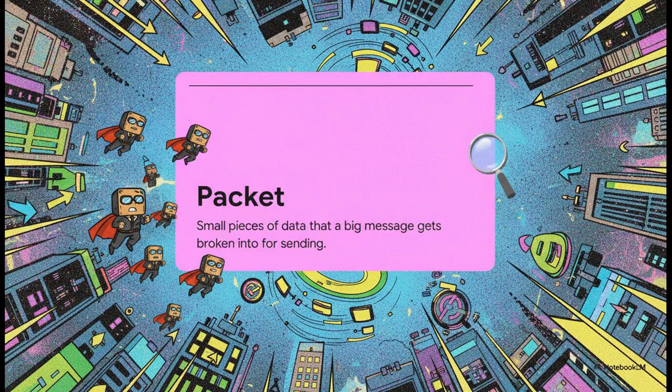Now, these smaller, agile boxes actually have a specific name in computer science. We call them packets. A packet is defined as the small pieces of data that a big message gets broken into for sending. You can think of these packets as our tiny, suited-up heroes stepping out of the sender device, perfectly sized to navigate the chaotic internet city.